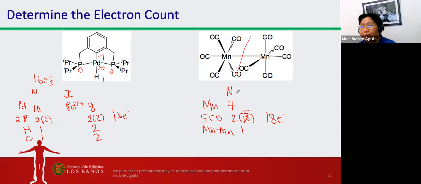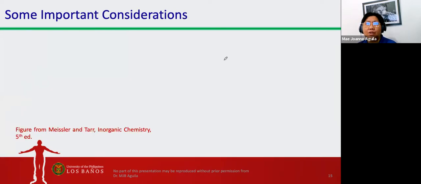All right, so again, for me, it's a little bit easier to figure out this using the neutral method or the neutral formalism, because it is tricky to assign the oxidation state for the metal in this structure. So for organometallic compounds, although we're not really going deeper into this, we're going to just highlight some important considerations. One of which is what is known as the pi back bonding.